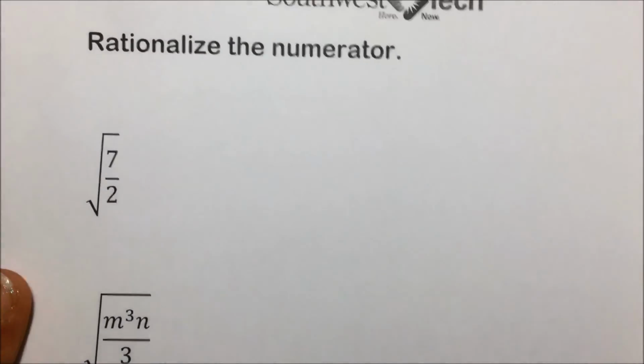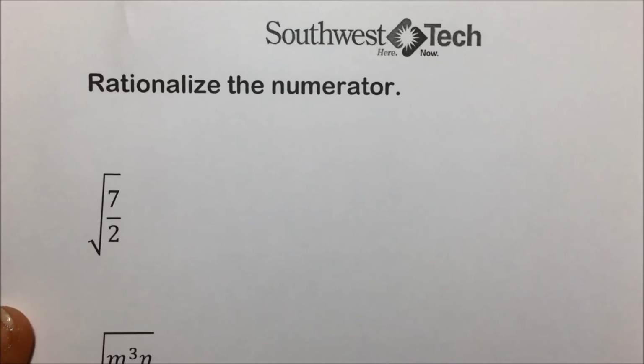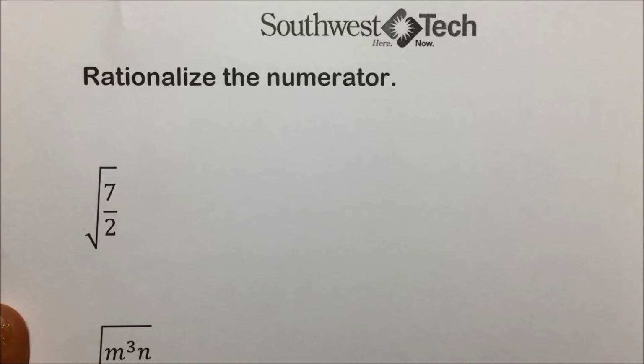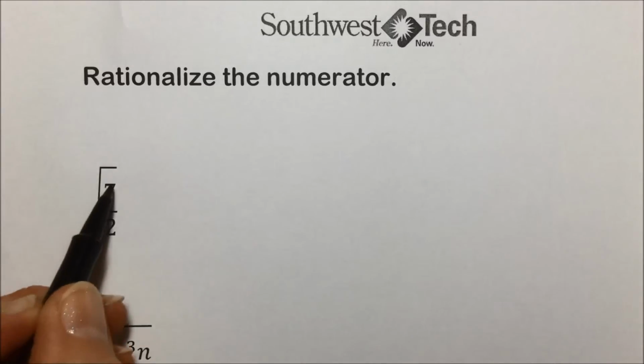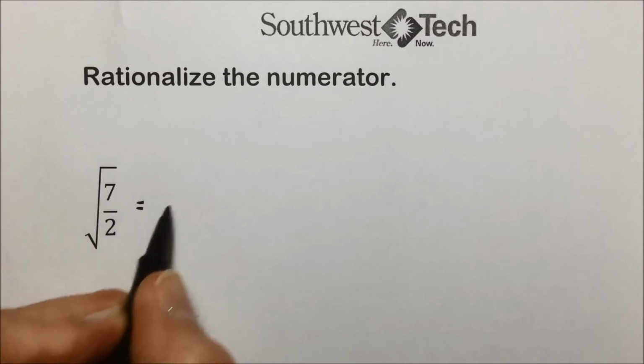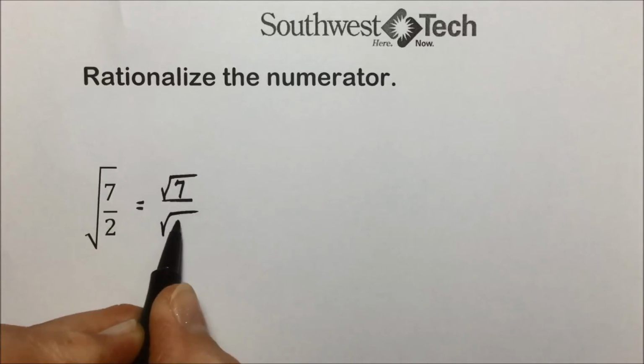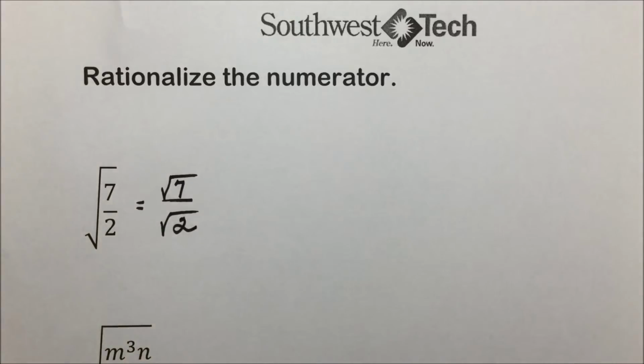There are occasions when it is necessary for us to rationalize the numerator, which means now we're concerned about getting the radical out of the numerator. So let's take a look at a couple examples here. Square root of 7/2, there's nothing common, so we will break this into an equivalent expression of square root of 7 over the square root of 2. And this time our focus is to eliminate the radical in the numerator.